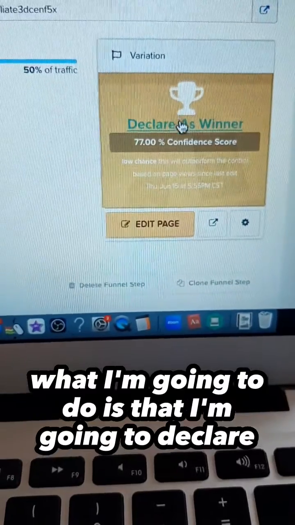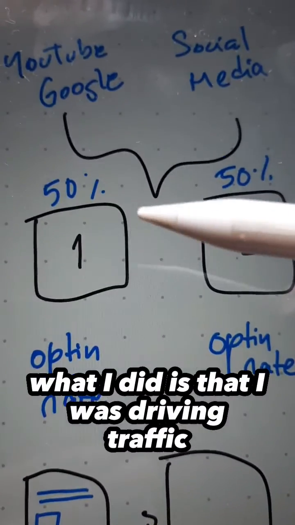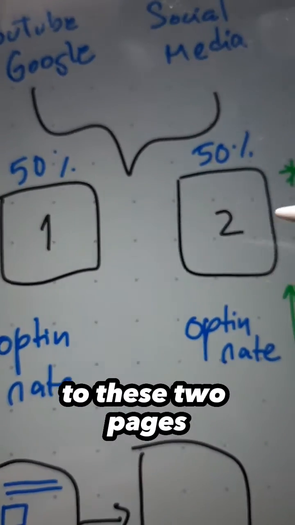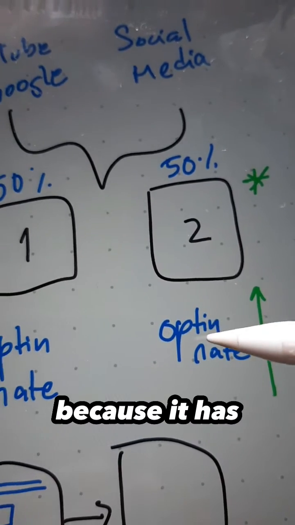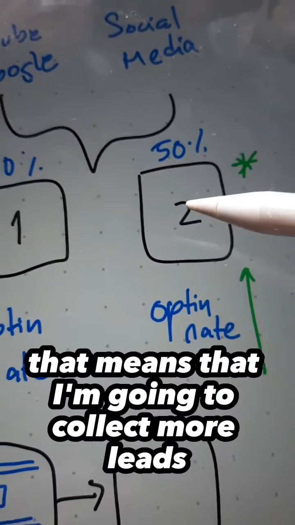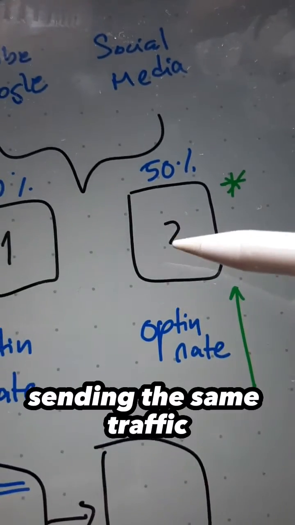What I'm going to do is that I'm going to declare this opt-in page as a winner. What I did is that I was driving traffic to these two pages and I choose the second one because it has higher opt-in rate. That means that I'm going to collect more leads with this one, sending the same traffic.